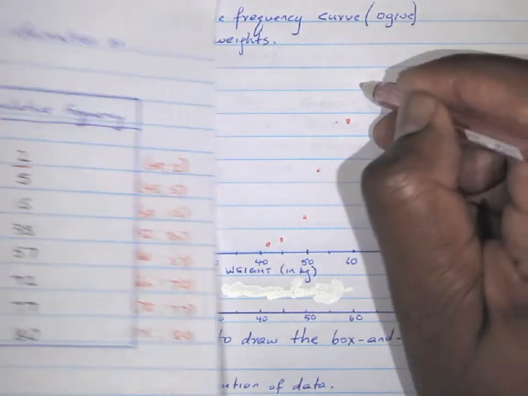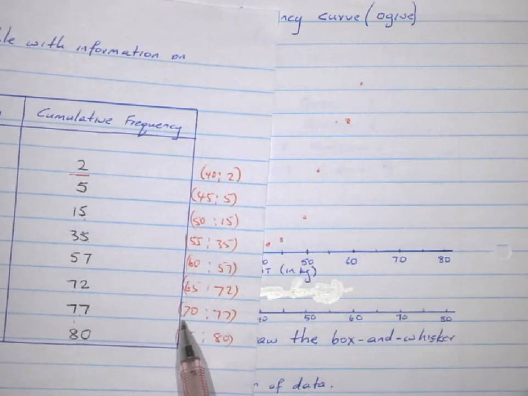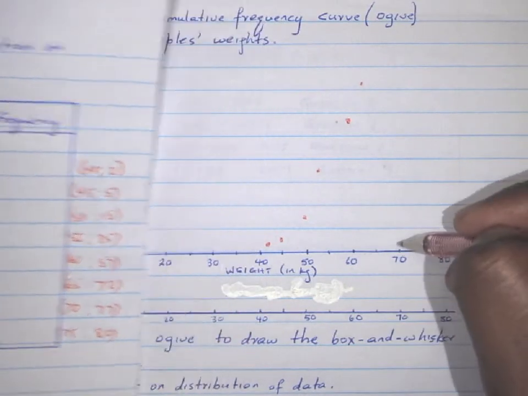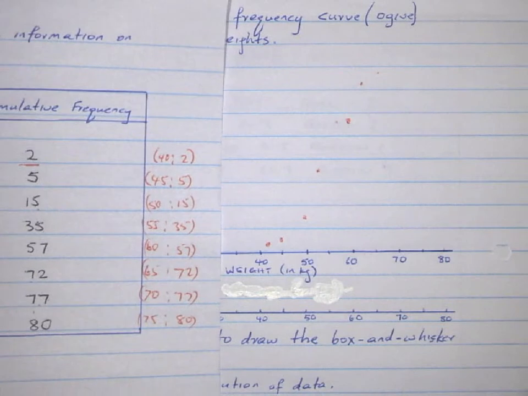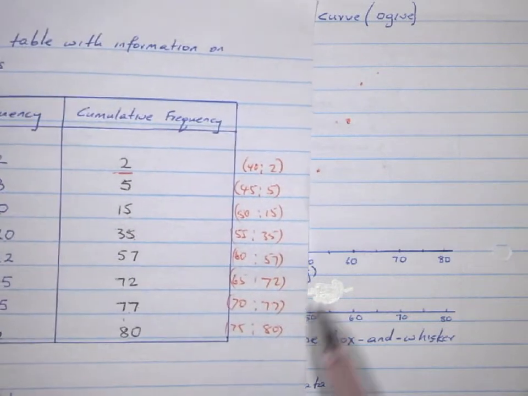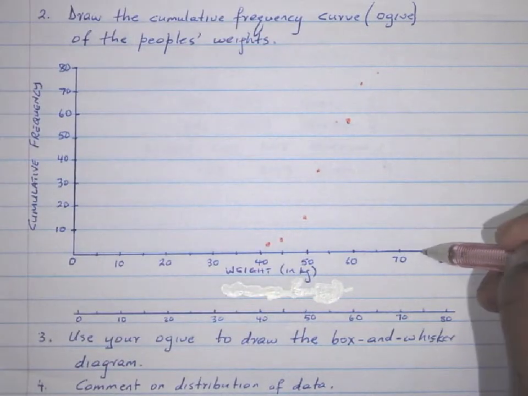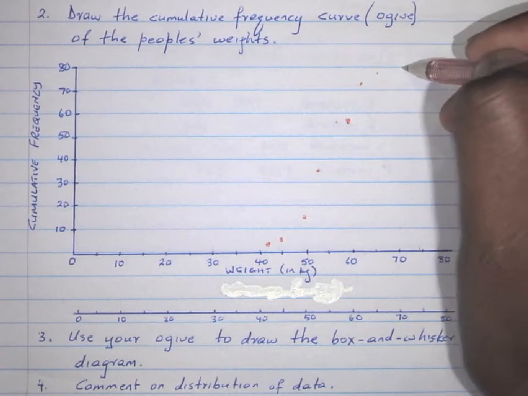Then the next one is 70 to 77, 70 to 77, somewhere over there. And then the next one is 75 to 80, 75, I go up to 80, is over there. So those are my points.